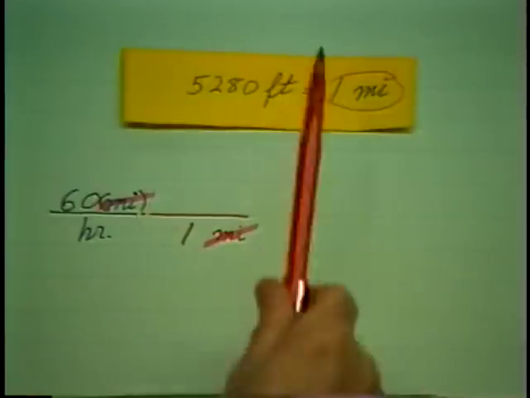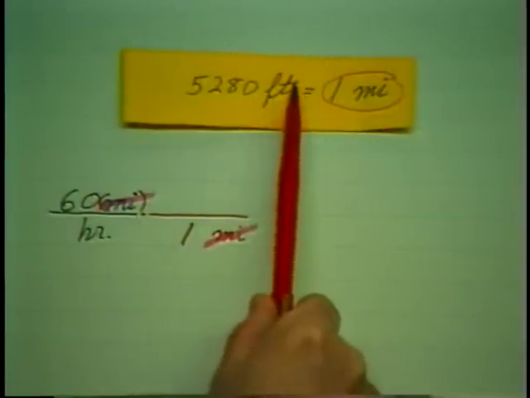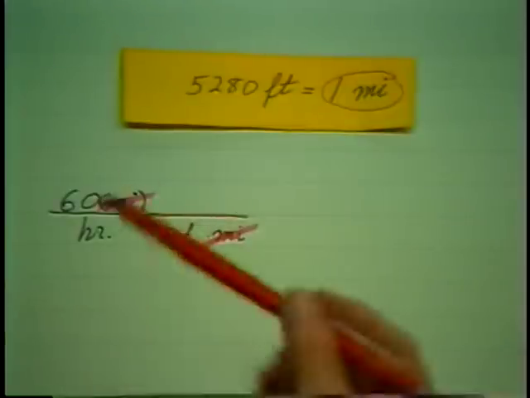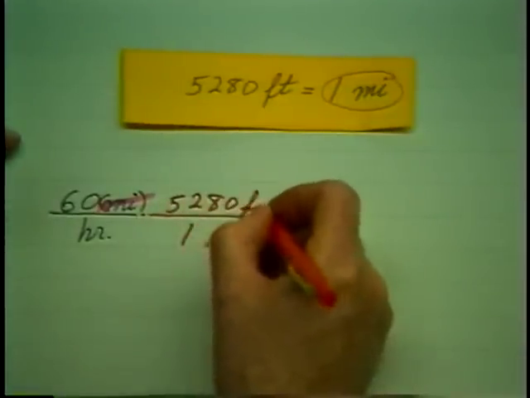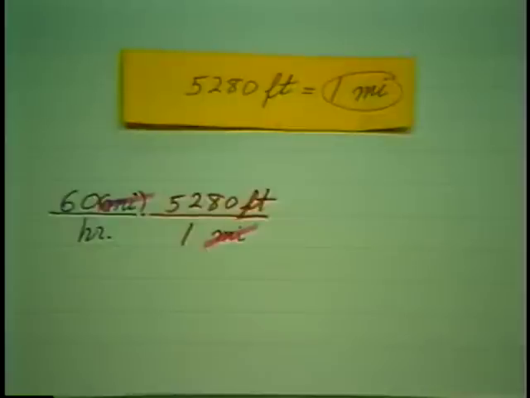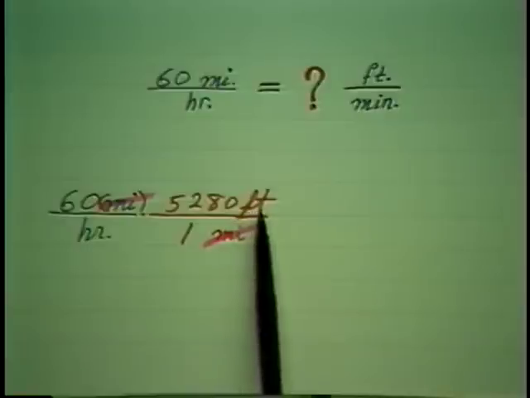But now I need an equal amount, always an equal amount on top. So I'll put the 5,280 feet on top. So I did cancel out my miles, and I did end up with feet, and that's part of what I wanted. I wanted feet, I have feet.